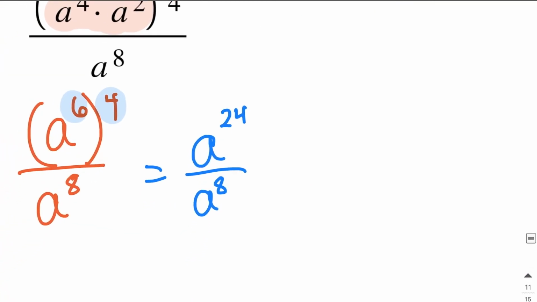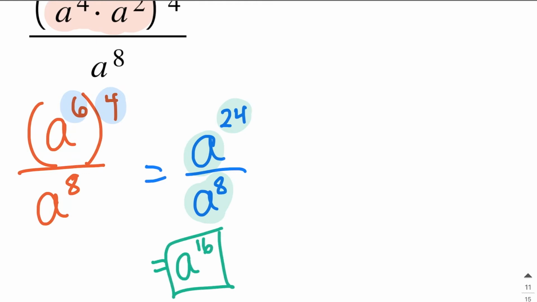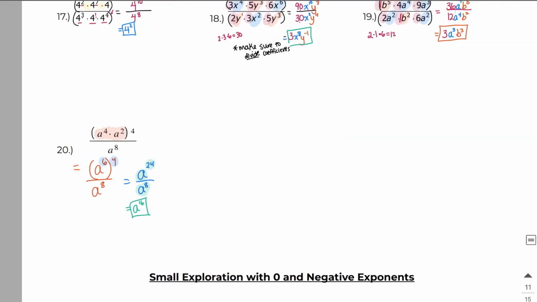So over here, now I've gotten to a point where my numerator and denominator are as simple as they can get, and they have the same base. So a to the power of 24 divided by a to the power of 8. When I divide, I subtract my exponents, so I get a to the power of 16, and I am all set for this question here.